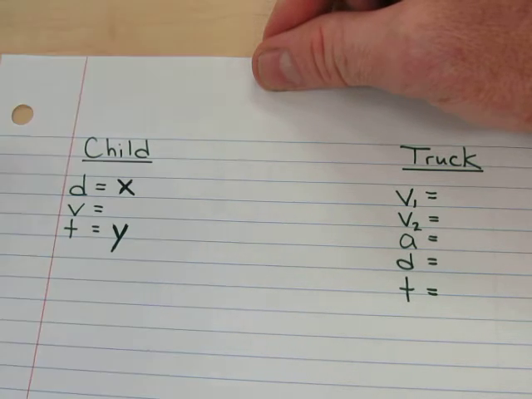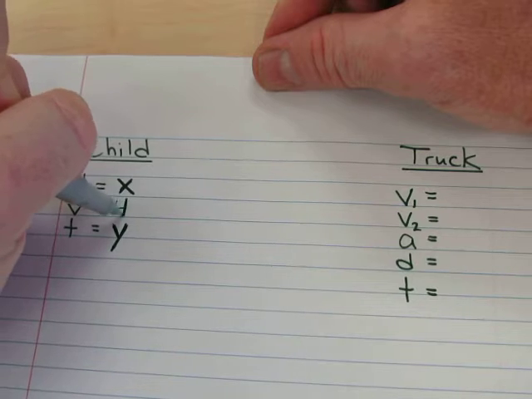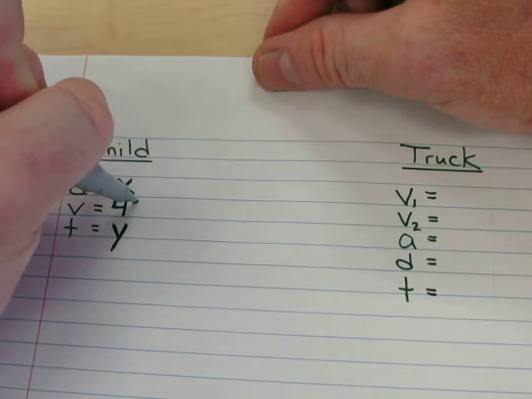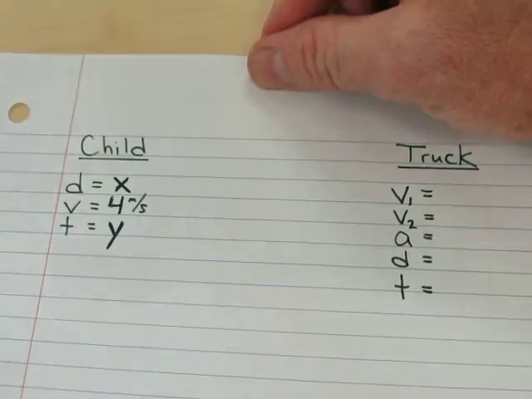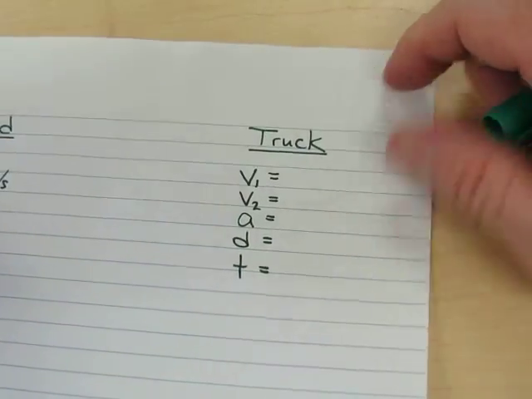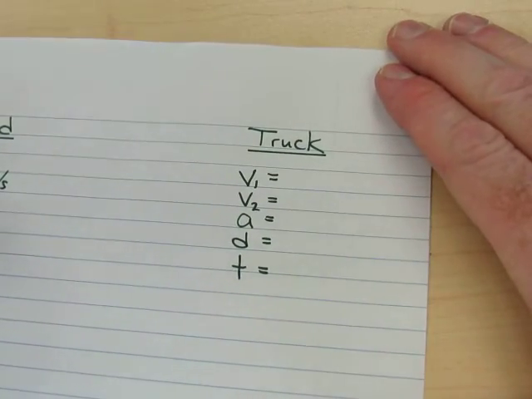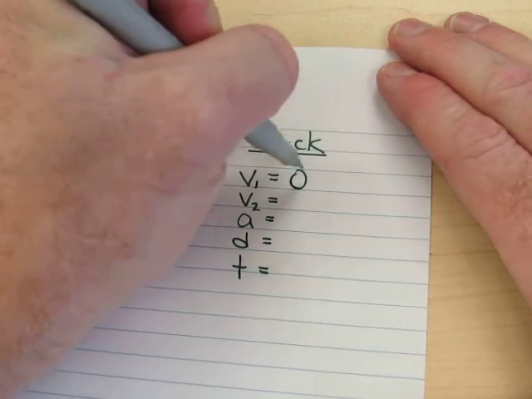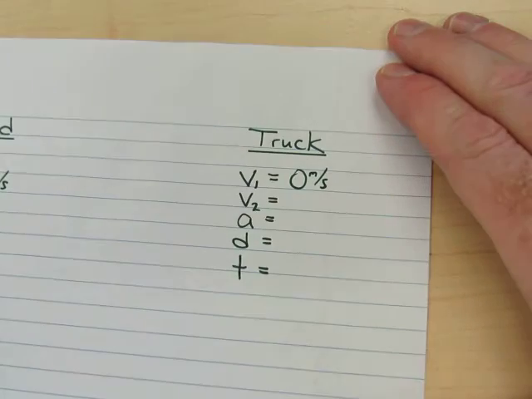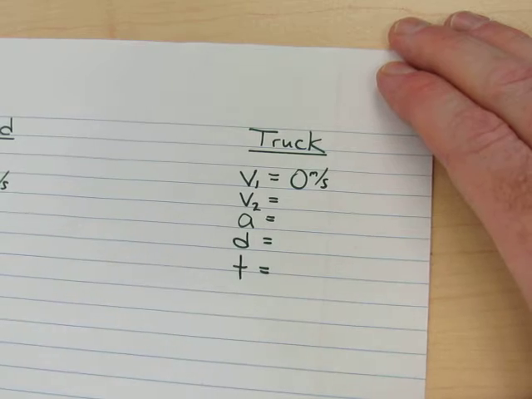The rest of the question. The child is running at a maximum speed of 4 meters a second, so she's just a constant speed object. Moving over to the truck, the truck starts from rest, so V1 equals zero. The truck is 20 meters ahead of the girl, so the girl's 20 meters back. Let's be careful with that.